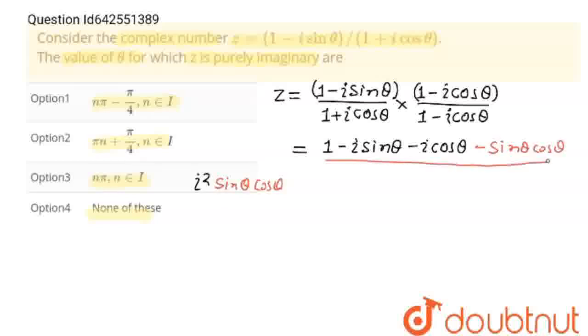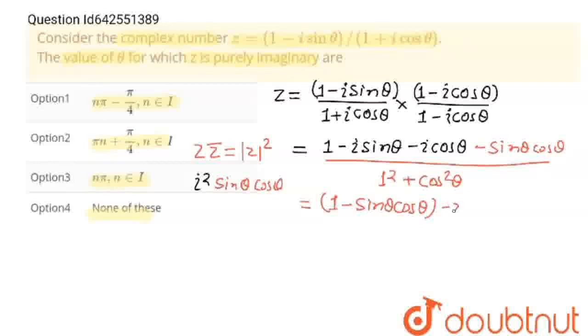Upon this, this complex number and this complex number are conjugates of each other. So z into its conjugate is equal to mod z square. So this will be 1 square plus cos square theta. Now I am going to write this as 1 minus sin theta cos theta. Now I am going to take minus iota common, so this will become (sin theta plus cos theta) upon (1 plus cos square theta), and I will separate this 1 plus cos square theta.